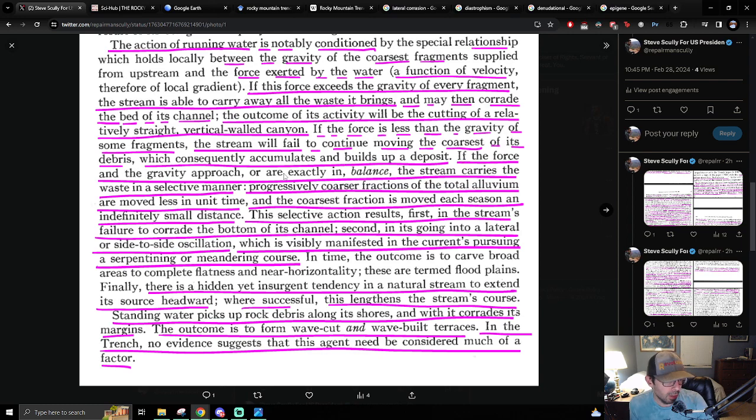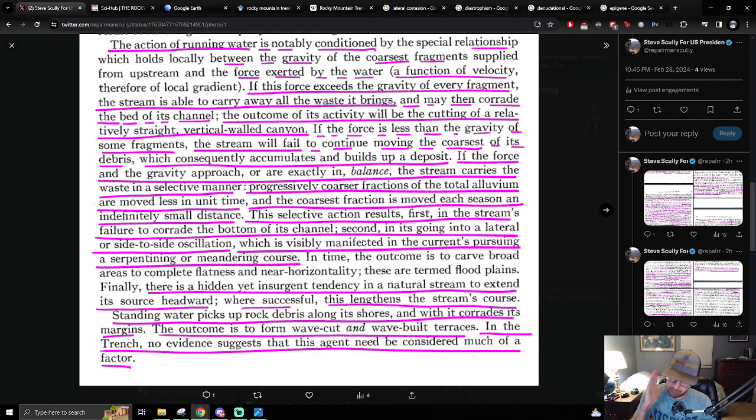If the force and the gravity are exactly in balance, the stream carries the waste in a selective manner. Progressively coarser fractions of the total alluvium are moved less in unit time, and the coarsest fraction is moved each season an indefinitely small distance. This selective action results first in the stream's failure to corrode the bottom of its channel, and second, in its going into a lateral or side-to-side oscillation.